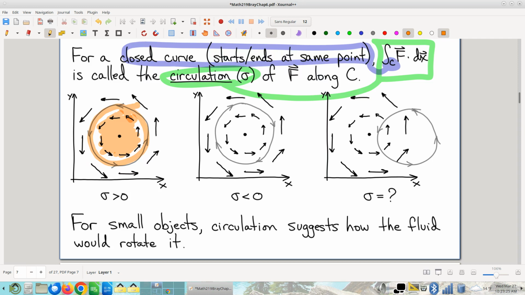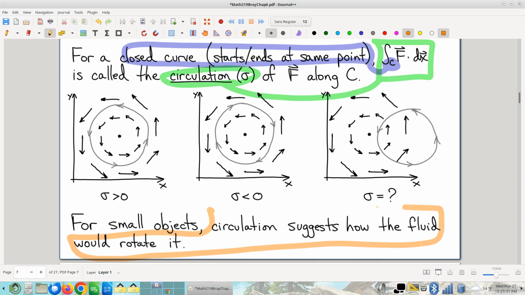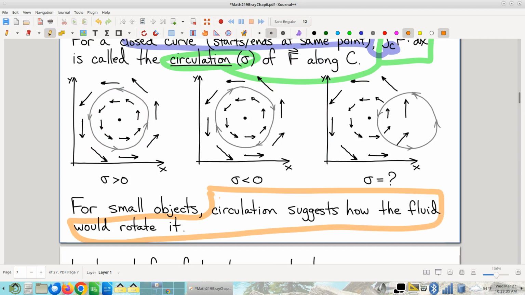And so in this case, circulation is a way of trying to get your hands on the question of which direction the dead leaves that fall in the river are going to be rotating as they go downstream. Are they going to be turning counterclockwise like this as they float down the river, or maybe the other direction? Okay. All righty.